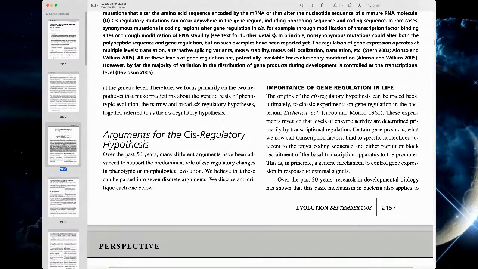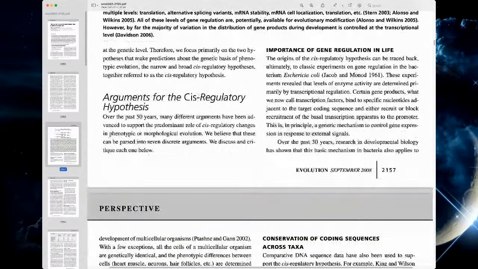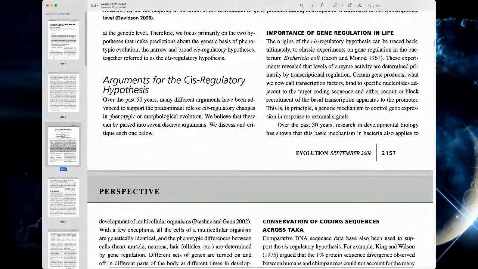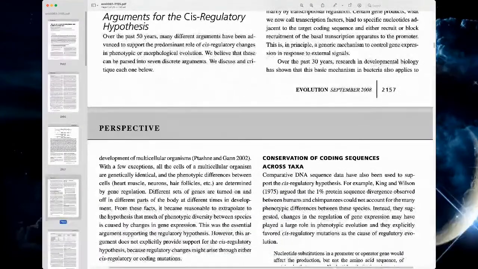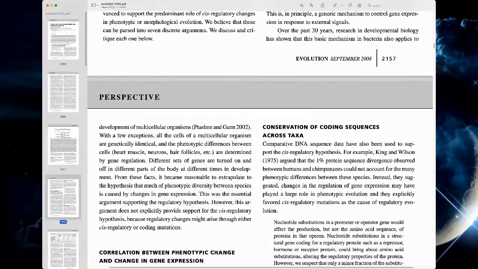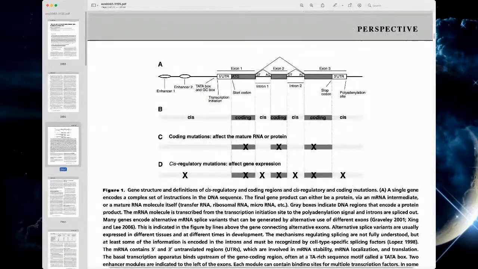Okay. So maybe just scroll down and I might see it slowly. Oh, they're talking about Escherichia coli, or E. coli. Certain gene products, what we now call transcription factors, bind to specific nucleotides. Okay, that's binding to those. Right. That's the basics of it. Binding to the enhancers. Okay.